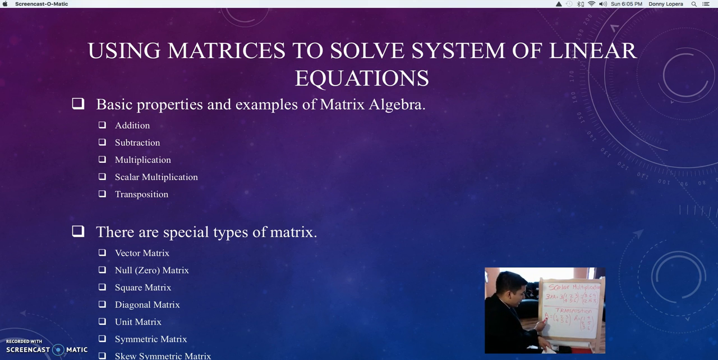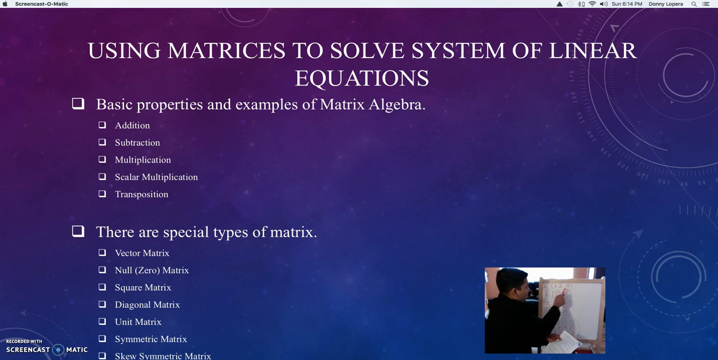You have matrix A equal to 1, 2, 3, 4, 5, 6, and the transpose of A is going to have the rows become columns: 1, 2, 3, 4, 5, 6. Okay. Also, there are special types of matrices, such as a vector matrix, which is a matrix that contains only a single row or column.